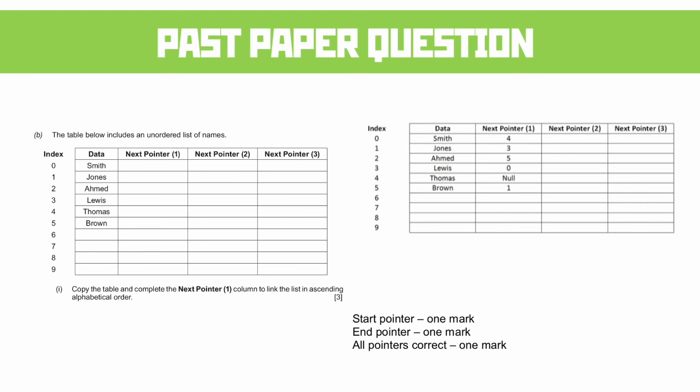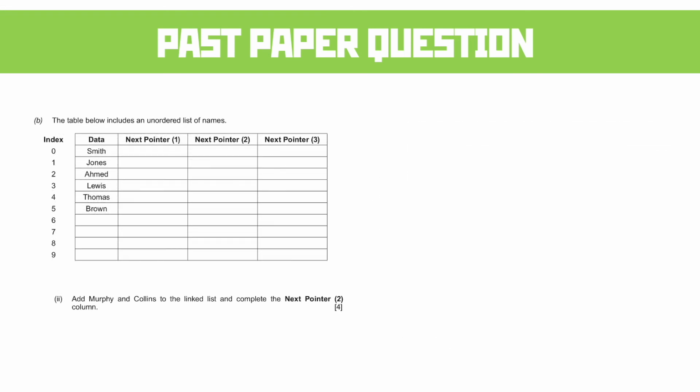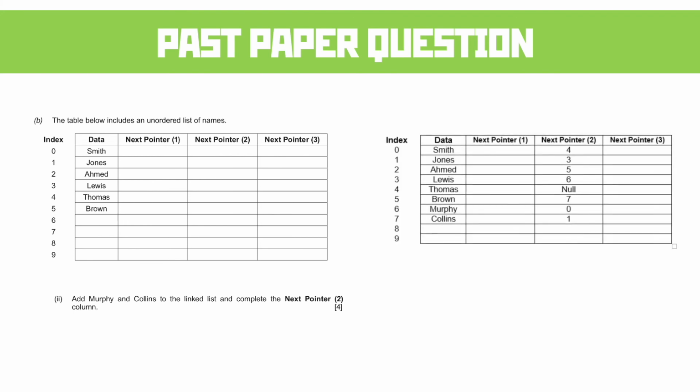Part 2, add Murphy and Collins to the linked list and complete the next pointer column. So we're adding them to the end and we're adjusting them, as you can see there, to put them in alphabetical order. So we need to adjust a couple of pointers there in order to get that. You get a mark for Murphy in 6 and Collins in 7. And then from there, Murphy pointer points at 0, Brown pointer points at 7, and the Collins pointer points at 1. So all those changes were necessary to include those things and get them back in alphabetical order. But you can see a decent few marks for that one question.